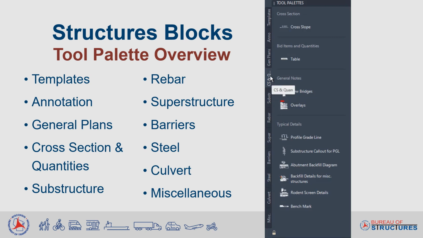The next tab is cross-section and quantities. So as the title suggests, these are blocks related to drawing the cross-sections and quantities sheets. So we have the cross slope block, bid item table, general notes, and then typical details that are often shown on the cross-section and quantities sheets.